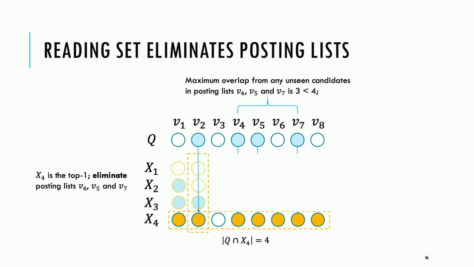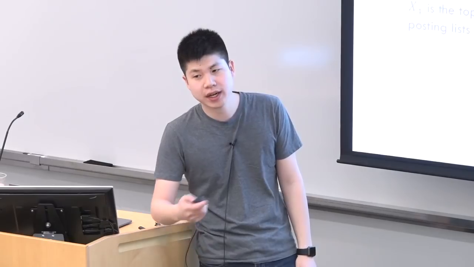We limit all the postings. That's how, if we read a candidate set, we reduce the work of reading postings. It works the other way around as well.